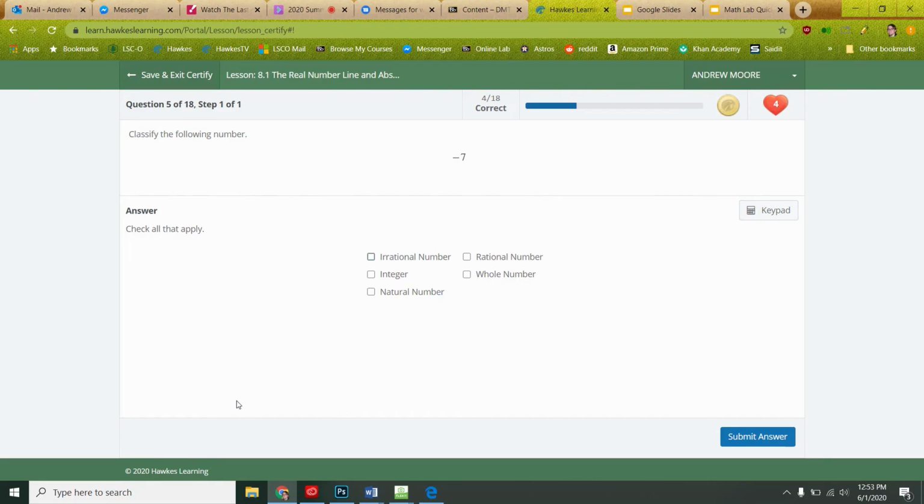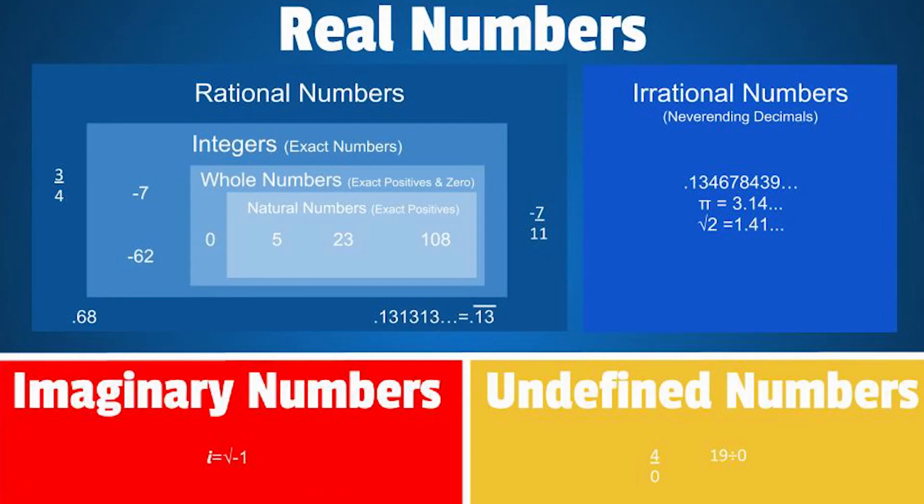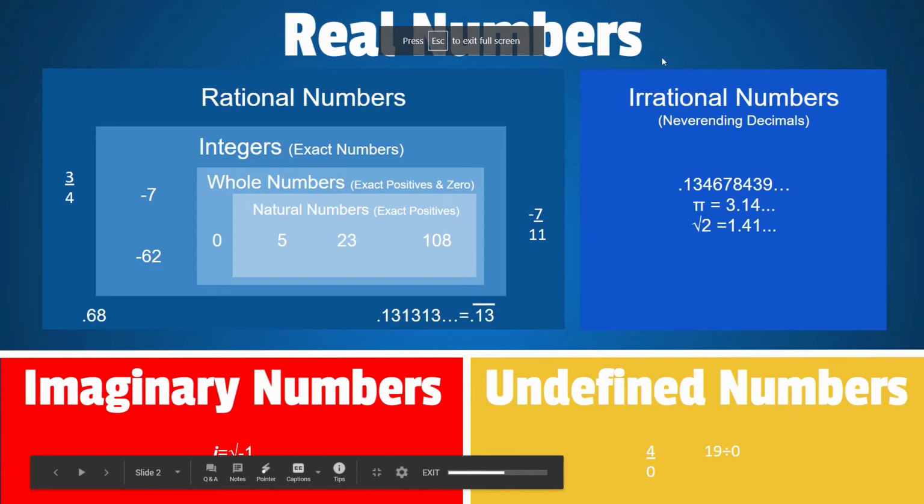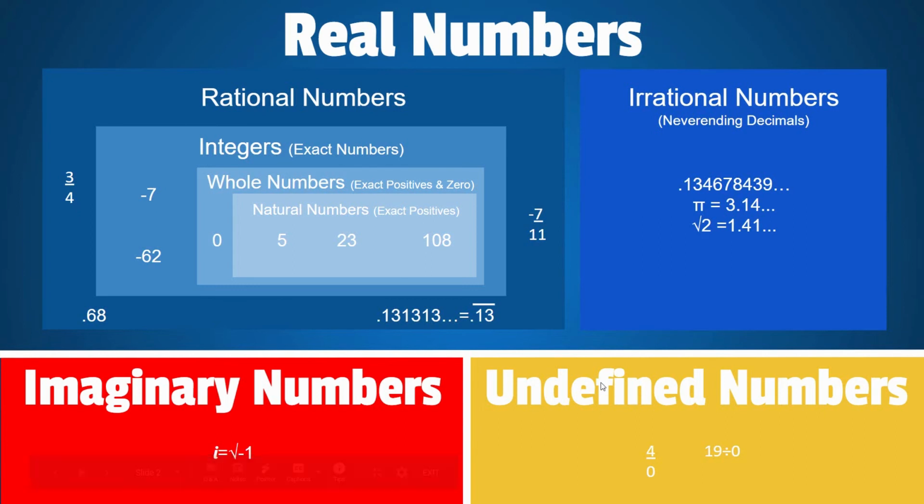All right, so we're asked to classify the number, and we're trying to do negative 7. Let's look at a chart that I created that helps us do this. This chart shows us where things are. We got 3 different main categories of numbers. We got real numbers, imaginary numbers, and undefined numbers. In this course, all we're going to be concerned with is real numbers. You'll learn about these. Actually, this will come up a little bit in this course, but imaginary numbers don't come into play until intermediate algebra.